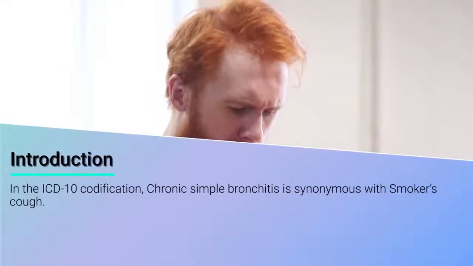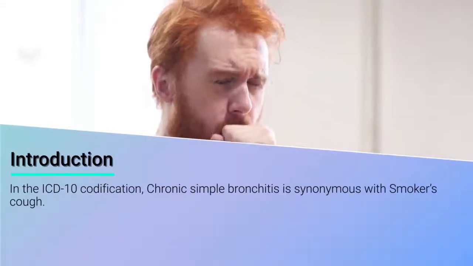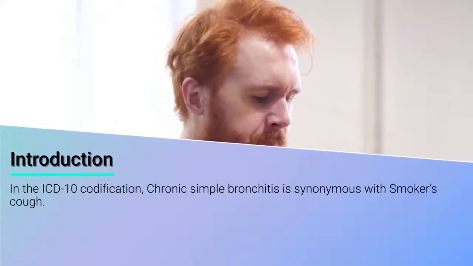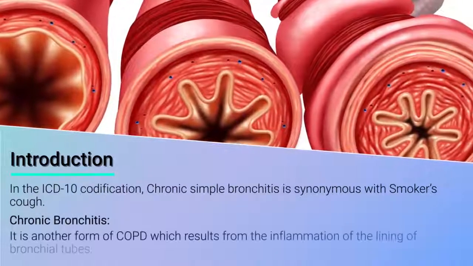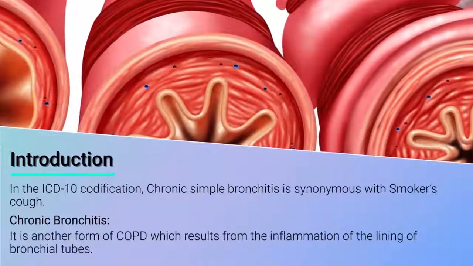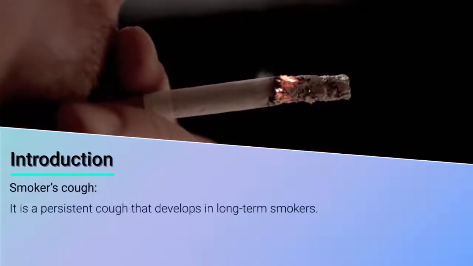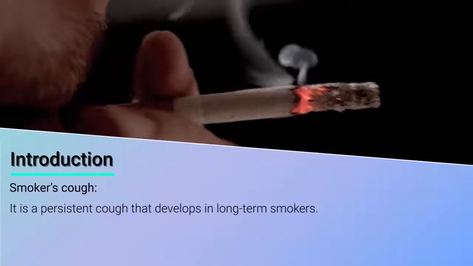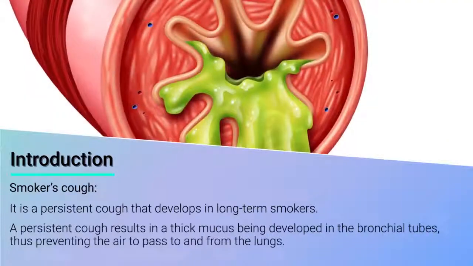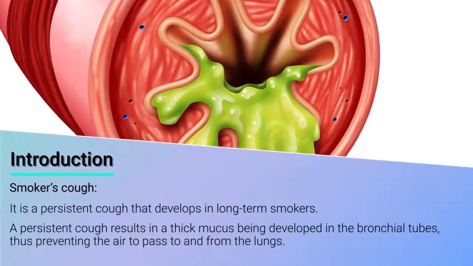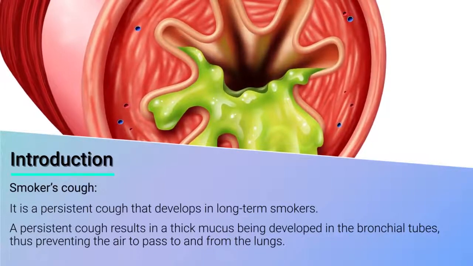In the ICD-10 codification, chronic simple bronchitis is synonymous with smoker's cough. While chronic bronchitis is another form of COPD which results from the inflammation of the lining of bronchial tubes, smoker's cough is a persistent cough that develops in long-term smokers. During bronchitis and smoker's cough, a persistent cough results in a thick mucus being developed in the bronchial tubes, thus preventing the air to pass to and from the lungs.